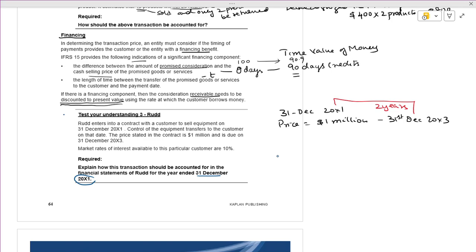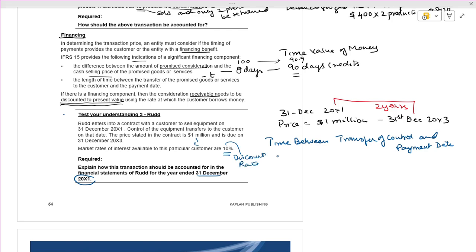They have given you the price of the contract, 1 million, due on 31st December 2003. The market rate available for the particular customer is, in simple terms, a discount. We have to take into consideration the length of time between transfer of control and the payment date. What they are talking about is nothing but the discount rate.